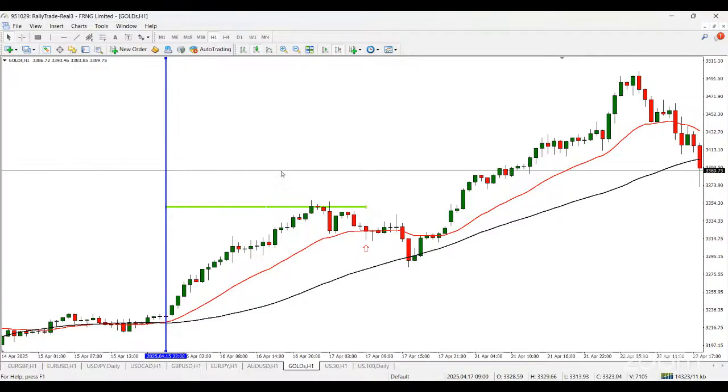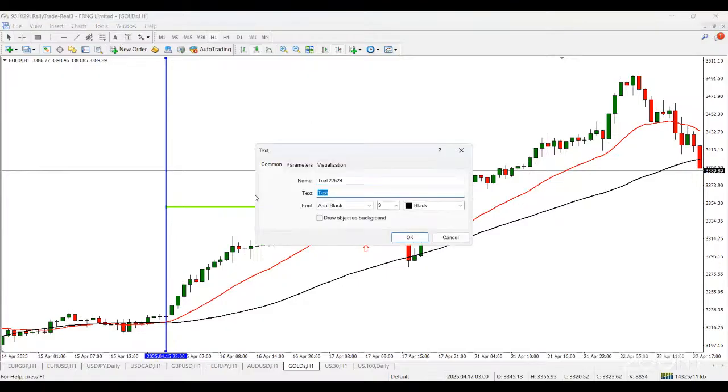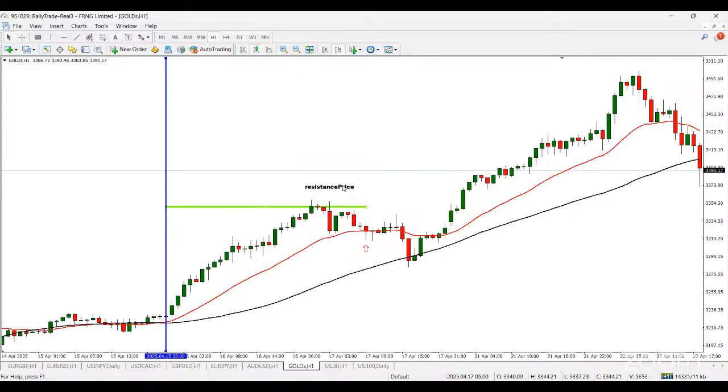Sorry, my new resistance, okay? Resistance price. I call it resistance price. So I'm going to just write the text right here. I'm going to write resistance price. Right? And of course, I'm going to do okay. So this becomes our resistance price. And of course, you can get the price. It's not difficult to get.